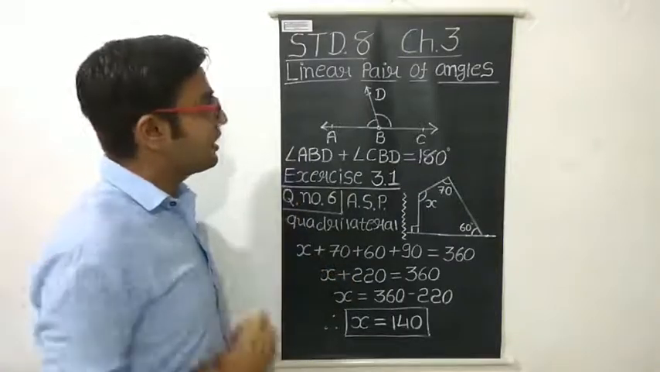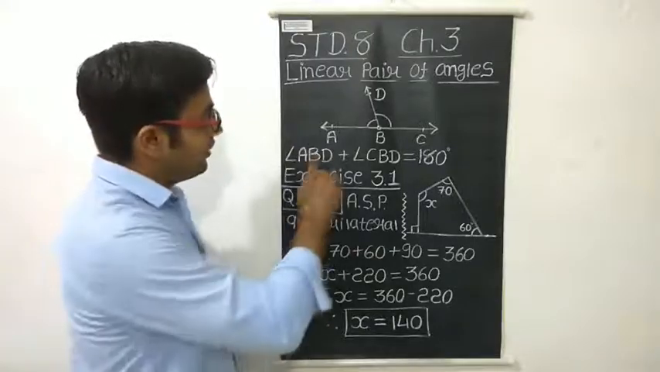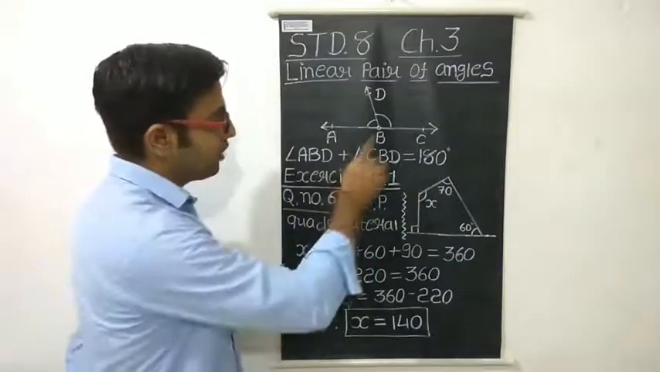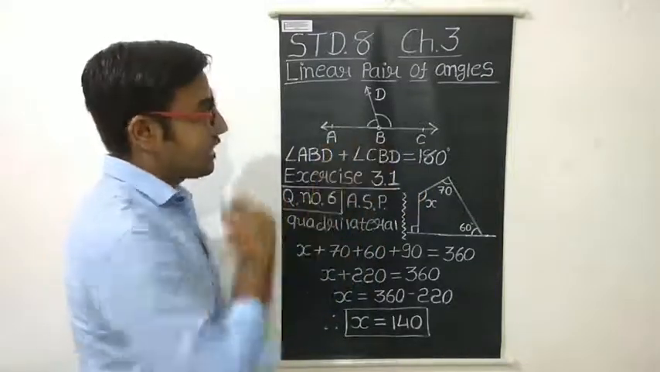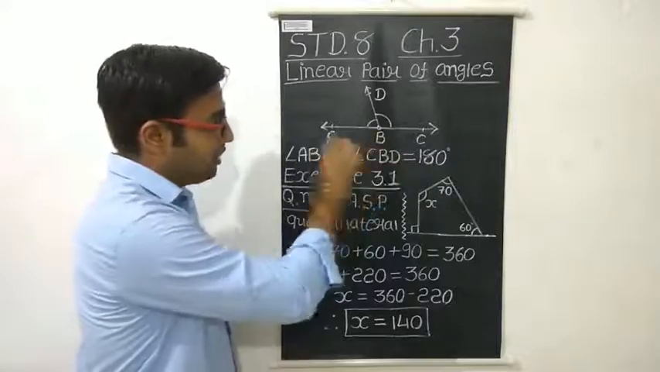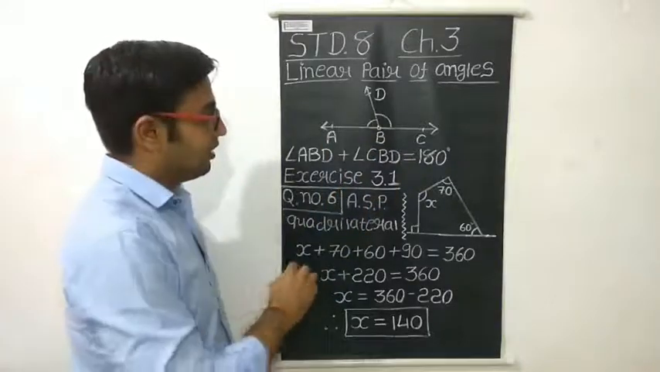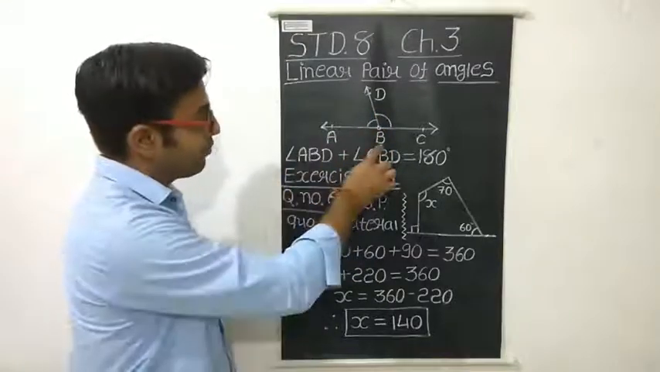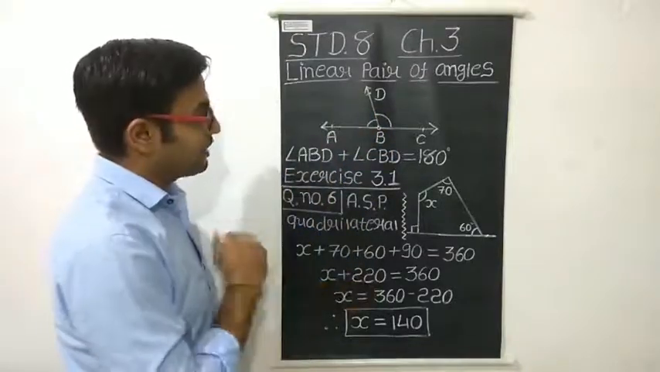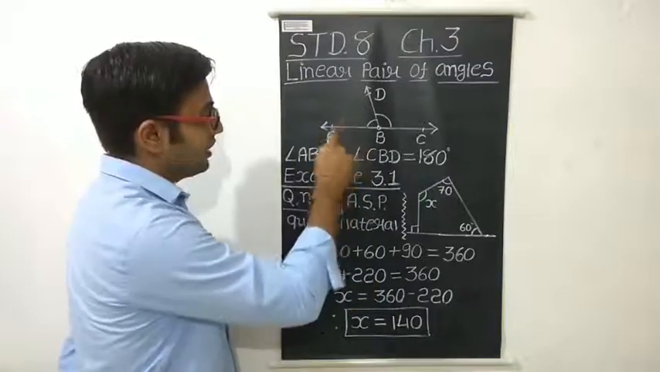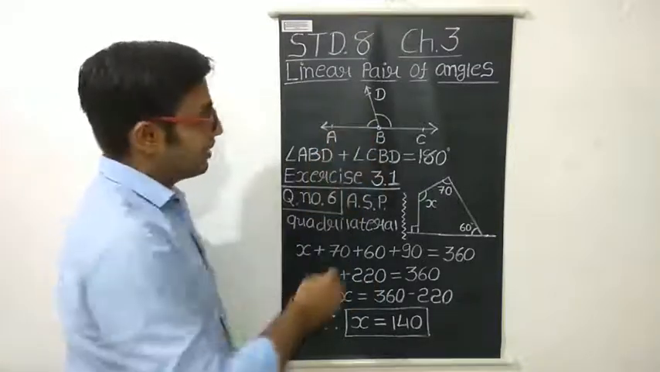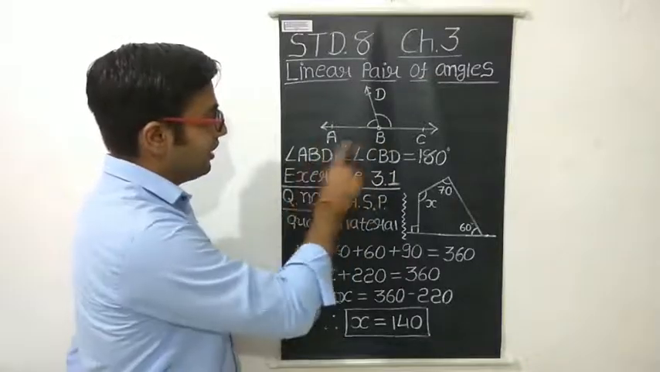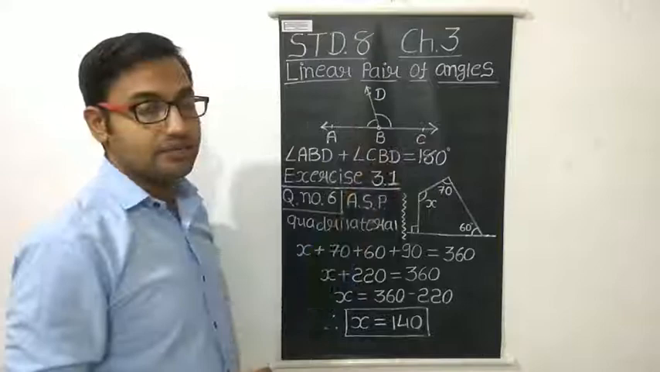So what is this linear pair of angles? See, if we have a line AC and there is a point B lying on this line AC, the point B is on line AC. Then if we draw another ray BD from that point B, we can see that there are two angles. One is ABD and the second one is CBD.